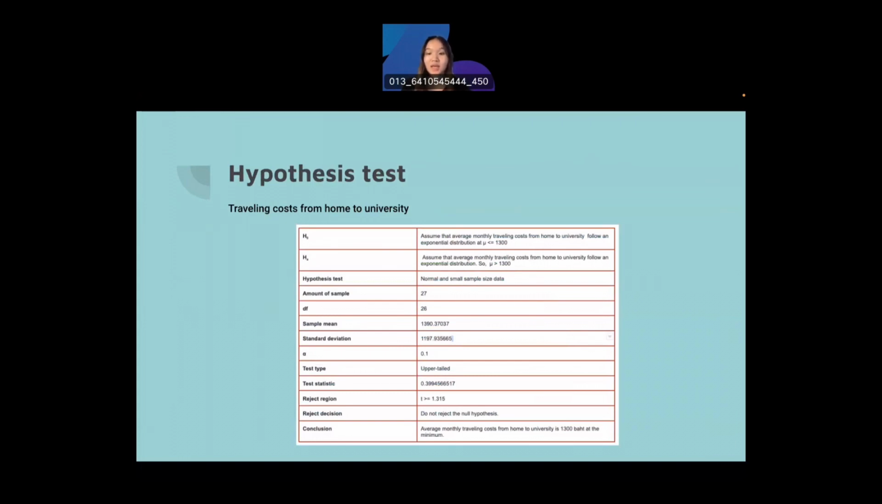Next, this is a hypothesis test. In this sample, we had 27 samples, so it is normal with a small sample size. The significance level is 0.1 and p equal to 0.99. Then the test type is upper tail. From our calculation, the decision is do not reject the null hypothesis. In conclusion for this test, the average monthly traveling cost from home to the university is 1,300 baht at the minimum.